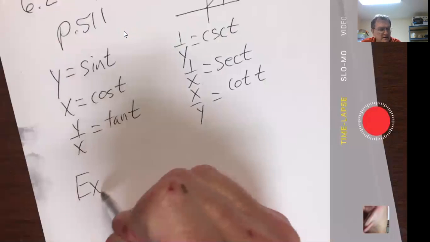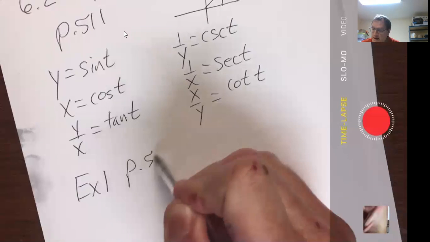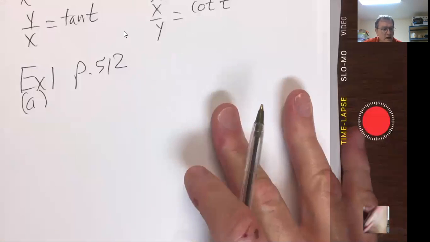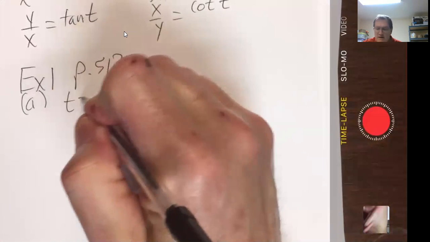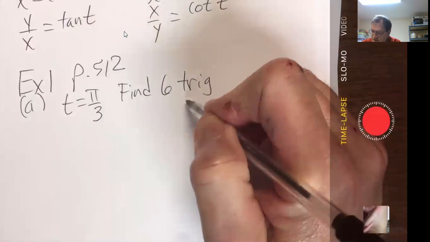All right, and so they go on and repeat a lot of the same problems. There's example 2, I'm missing example 1 here. Okay, so just to try example 1 again, page 512, part A. T equals pi over 3. Find your 6 trig functions.